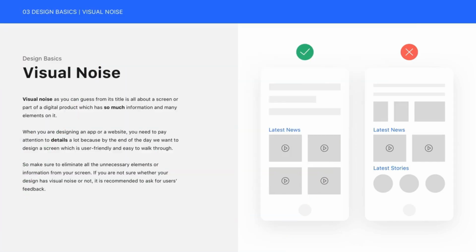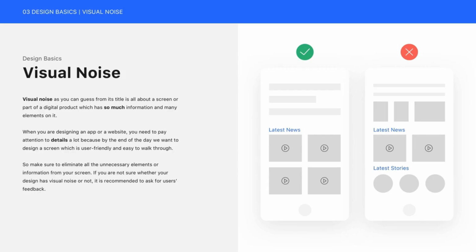Hi everyone, in this video we're going to be talking about visual noise in design. Visual noise, as you can guess from its title, is all about a screen or part of a digital product which has so much information and many elements on it.